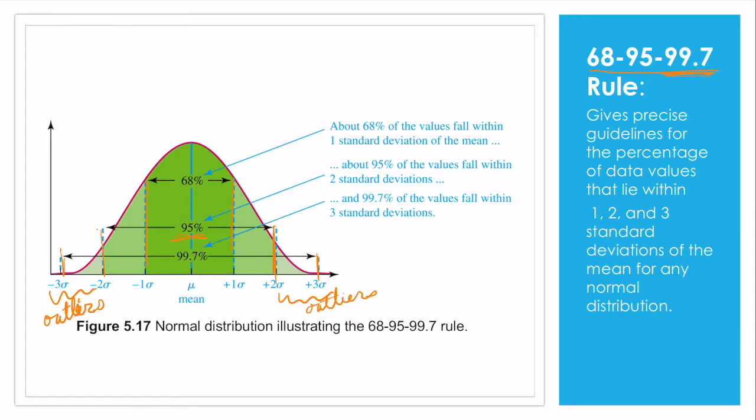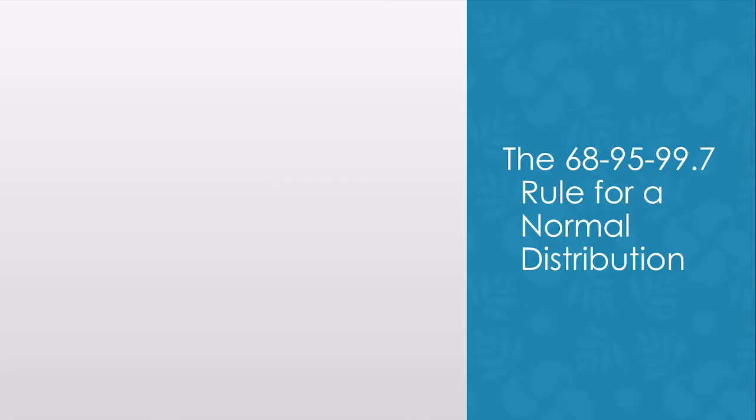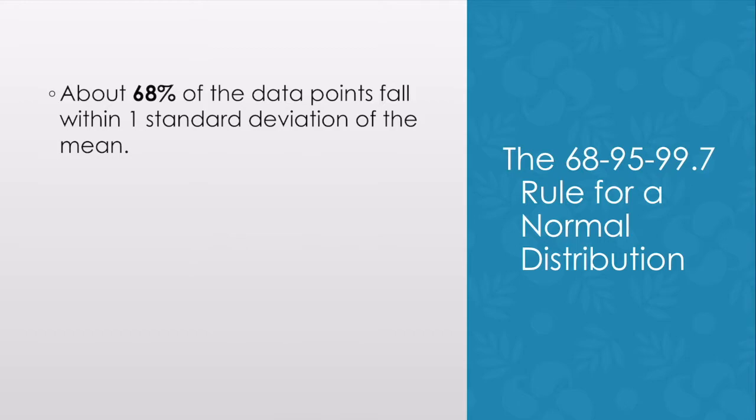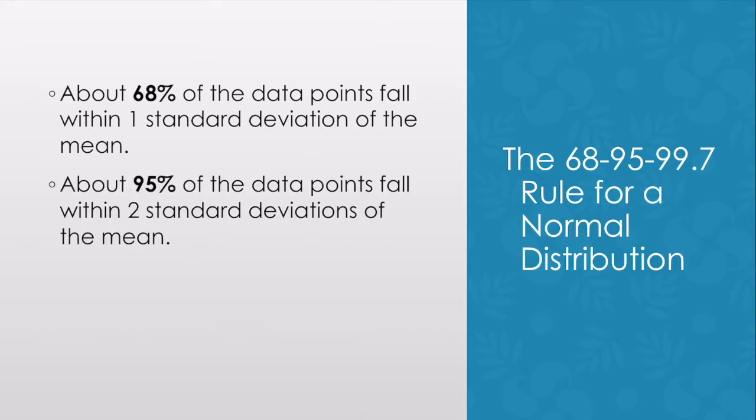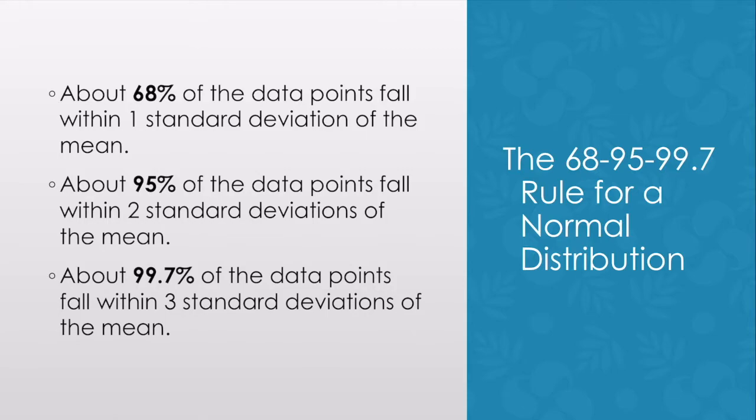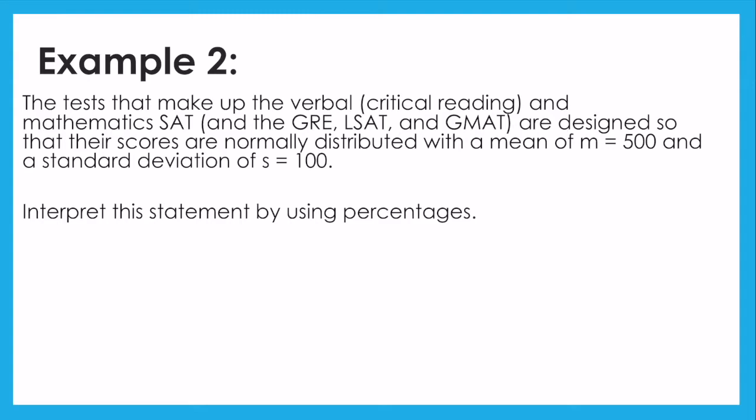So we can use the 68, 95, 99.7 rule in order to solve some problems. So here's a refresher. 68% of data within 1 standard deviation, which we represent with sigma, 95% of data within 2 standard deviations, and 99.7% of data within 3 standard deviations. So let's draw a beautiful normal distribution and interpret the normal distribution using percentages.